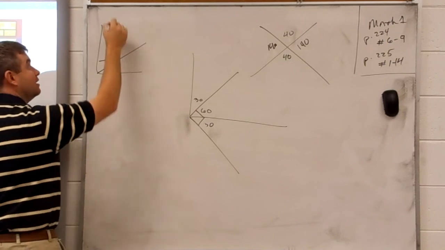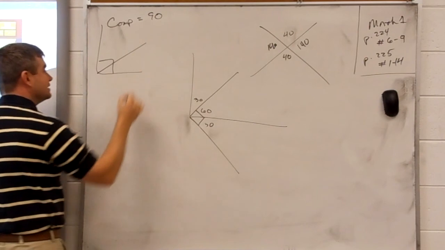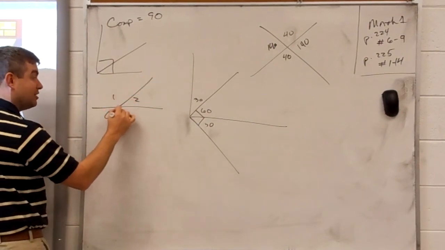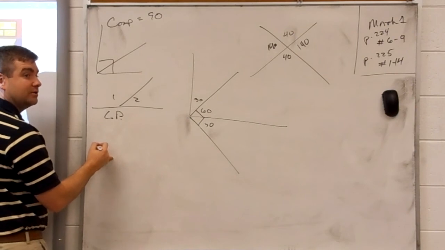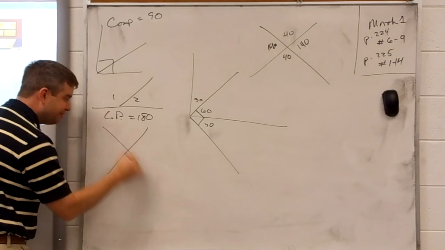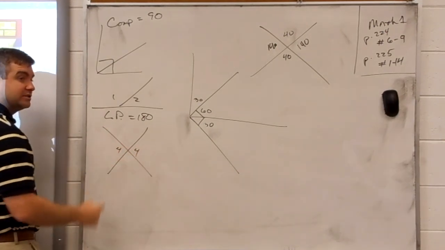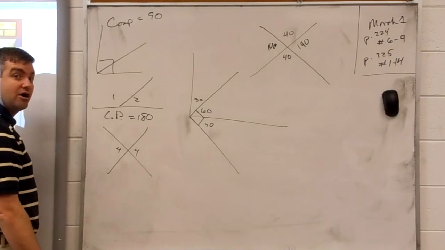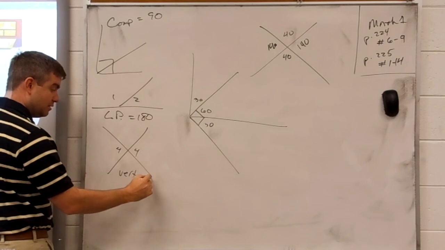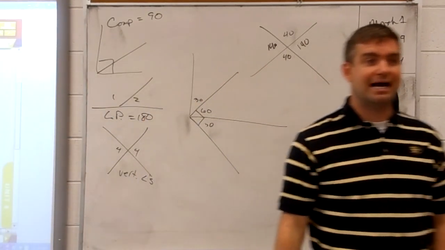So guys, it boils down to, if you've got this, then these two angles have to add up to what? Complementary angles add up to 90 degrees. If you've got this, angle 1 and angle 2, a linear pair, what do they have to add up to? 180. They're supplementary, they add up to 180. If you've got this, and we're talking about angle 4 and angle 4, then what's the relationship there? They are congruent by what? Vertical angles.